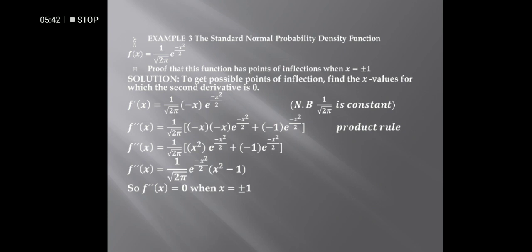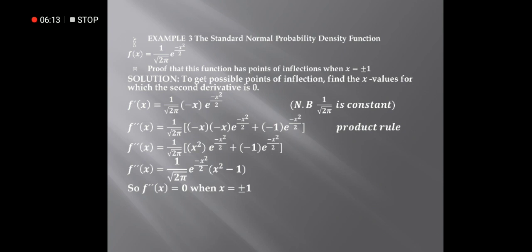So our second derivative will be 1/√(2π) times negative x times negative x times e^(−x²/2), plus negative 1 times e^(−x²/2). We will combine negative x and negative x to x². So we'll get 1/√(2π) times x² times e^(−x²/2) plus negative 1 times e^(−x²/2).